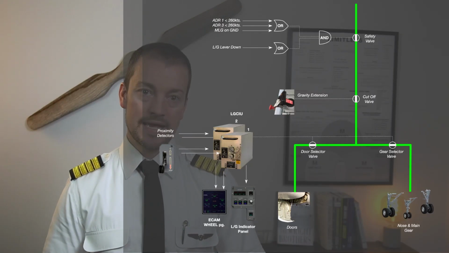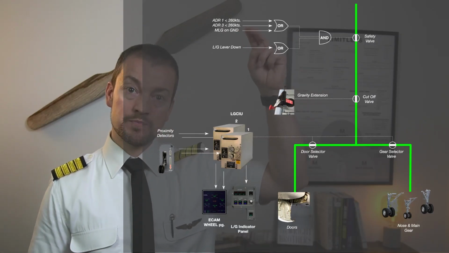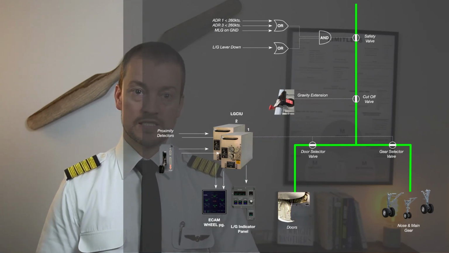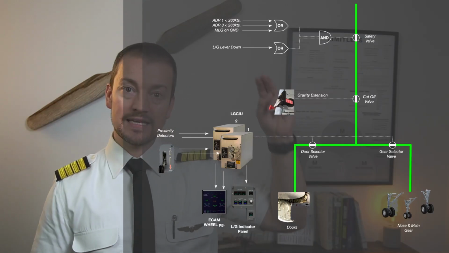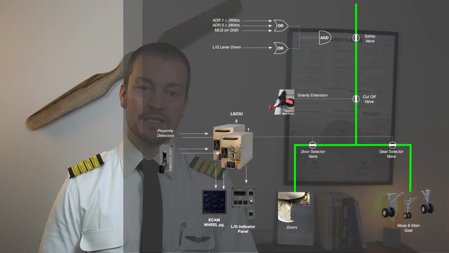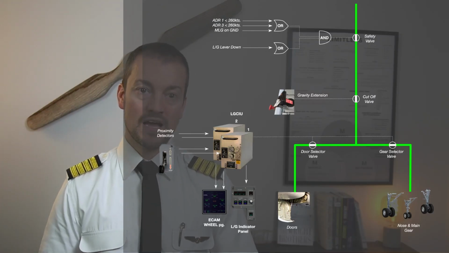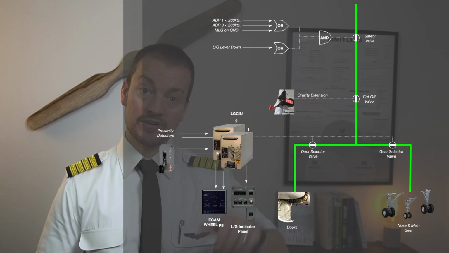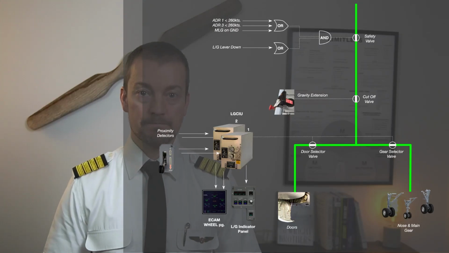But if you're coming into land and the speed is below the 260 knots, but the landing gear lever is not selected down, well, of course, then this valve here is not open yet. This valve maintains the pressure cutoff until the landing gear lever is then pushed down.